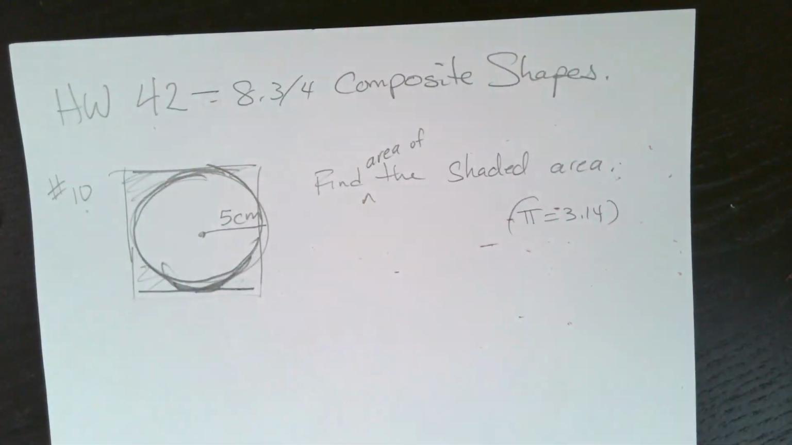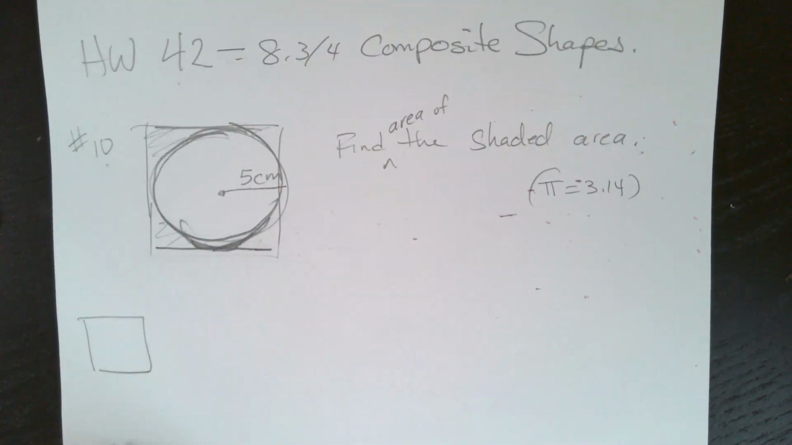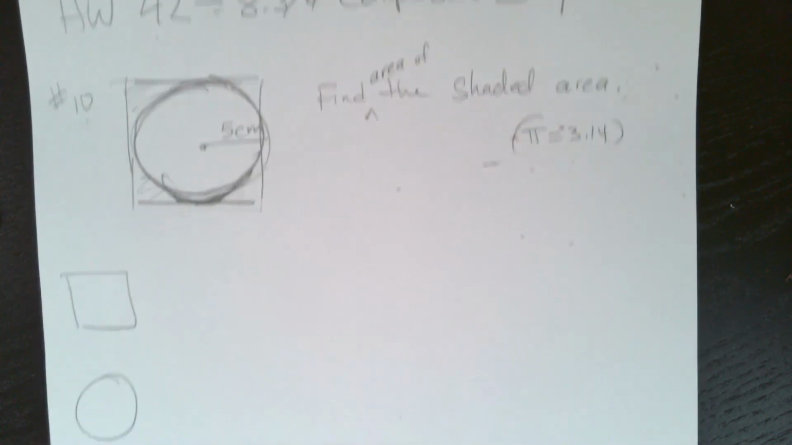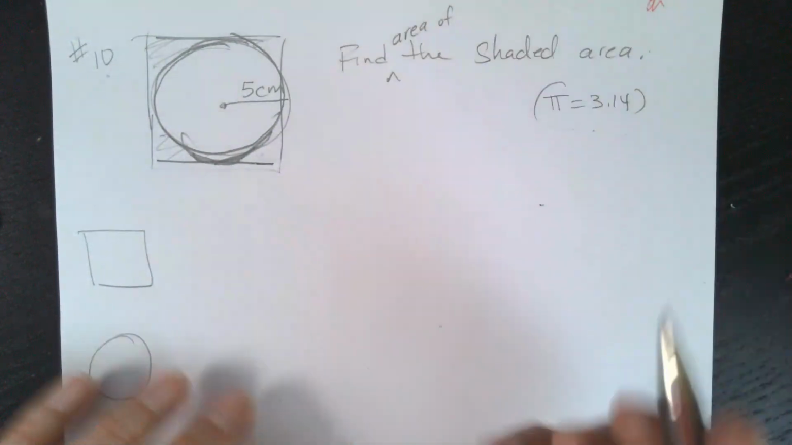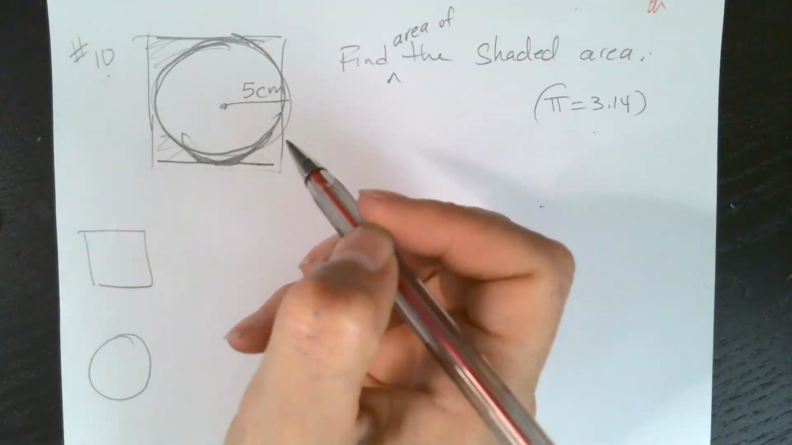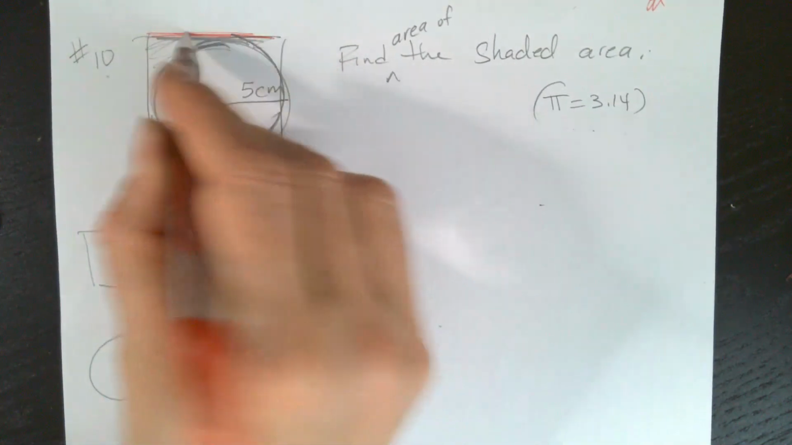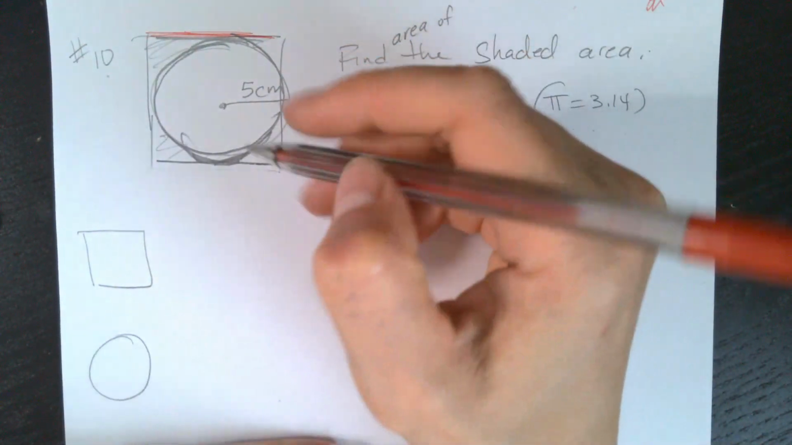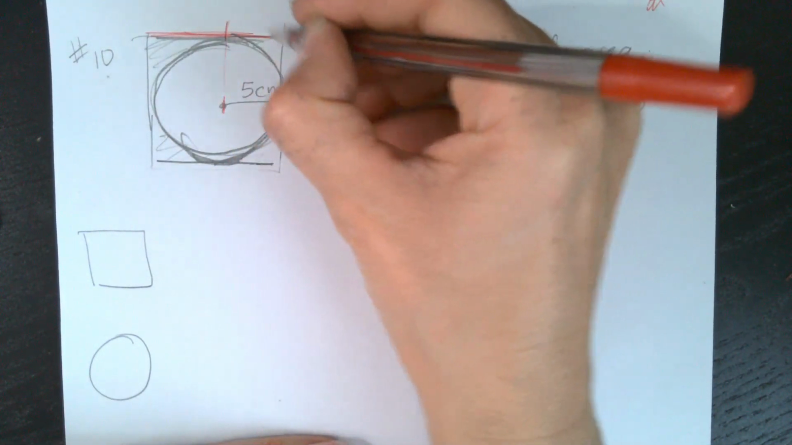Okay, so the first thing I see is a square and a circle. So what I'm going to do first is find the area of the square. Let me just find a colored pen. Red. There. If I want to find the area of the square, I need to know this, but I don't know that. But I can go from here to here. From here to here is 5 centimeters.